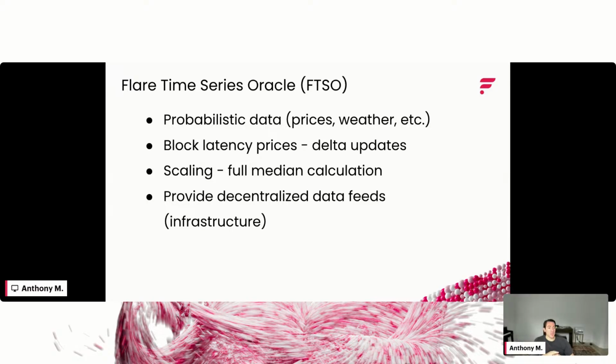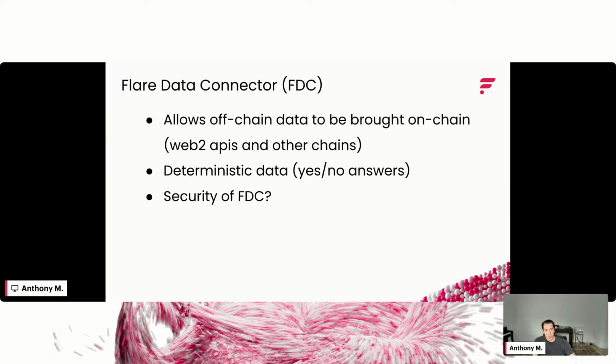So it's a real-time price infrastructure into the network. And briefly, FTC is our second enshrined oracle. It's used to bring in deterministic data on chain. So things that are provably true or false. You're getting a yes or no answer.